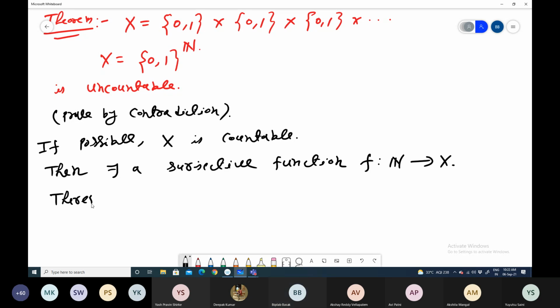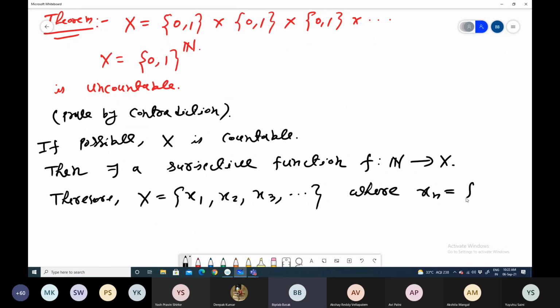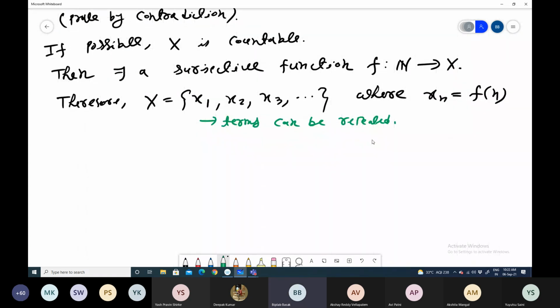Therefore X can be written as x1, x2, x3, and so on, where xn is just f of n. Remember that these terms can be repeated, because we are saying this is a surjective function. We are not saying that this is a bijective function. Since it is surjective, terms can be repeated. Fine. Now can you tell me what is my x1?